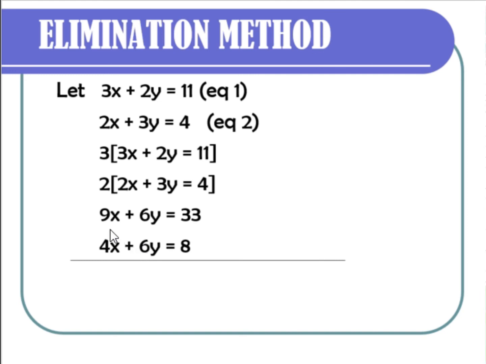So we subtract equation 1 by equation 2. 9x minus 4x is equal to 5x. Then 6y minus 6y, mawawala na yon. Ang matitira na lang ay 33 minus 8 is equal to 25. So we now have 5x is equal to 25. Ang coefficient ng x ay 5. Para mawala yan, divide both sides by 5. Therefore, the value of x is equal to 5.